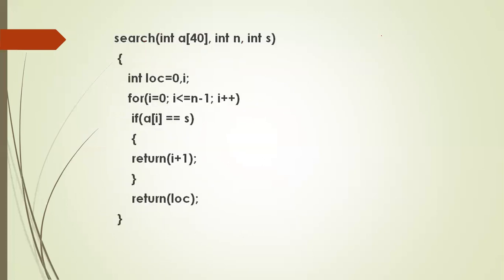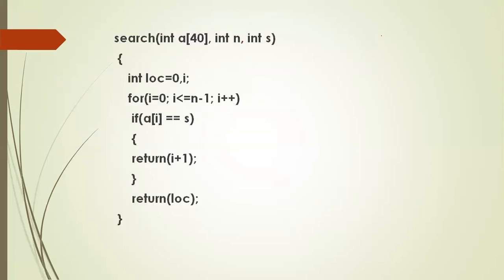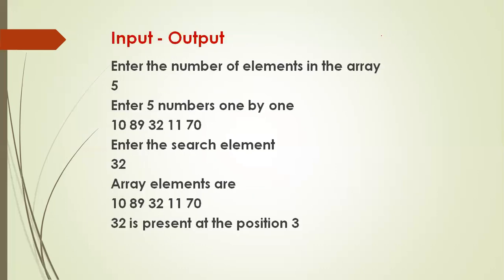When I equals 2, I'm returning I plus 1. I is 2, 2 plus 1 is 3. So here what happens is the LOC value becomes 3 now. So it will show the message: array elements are 10, 89, 32, 11, 70. 32 is present at position 3, because it is present in the third place. The subscript may be 2.